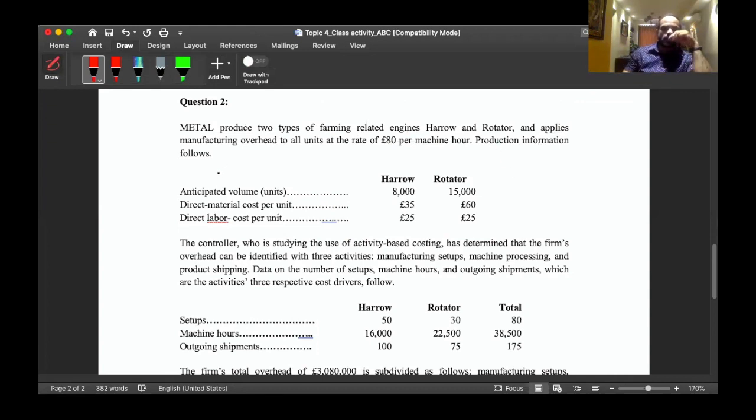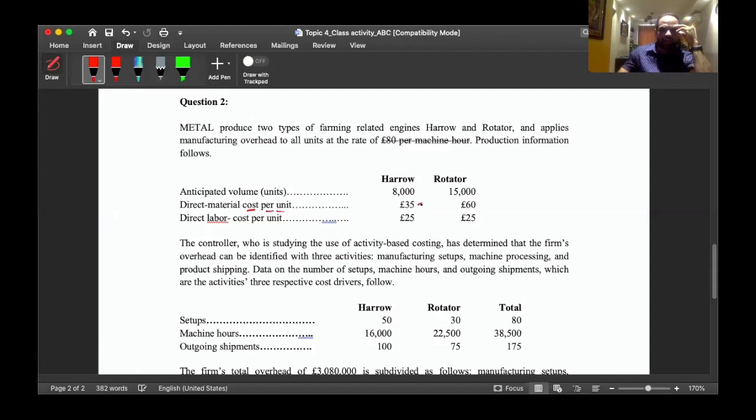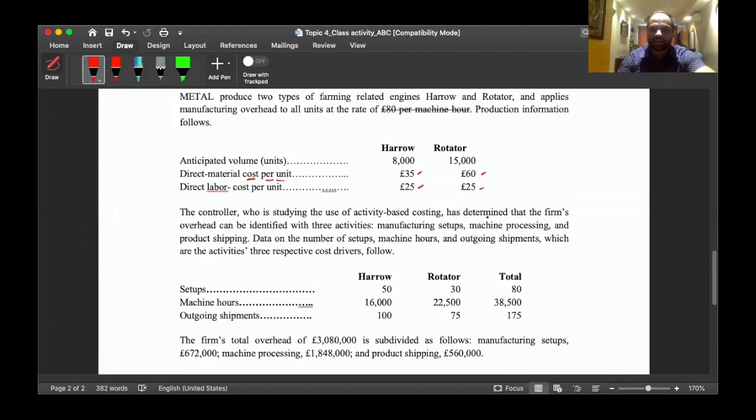So production information follows. You have two products, harrows and rotators. Anticipated volume: units for harrow are 8,000 and rotator 15,000. Direct material cost per unit is 35 and direct labor 25 for harrow, and 60 and 25 for rotator. The controller who is studying the use of activity-based costing has determined that the firm's overhead can be identified with three activities, which is again cost pools, meaning a combination of overheads: manufacturing setup, machine processing, and product shipping.